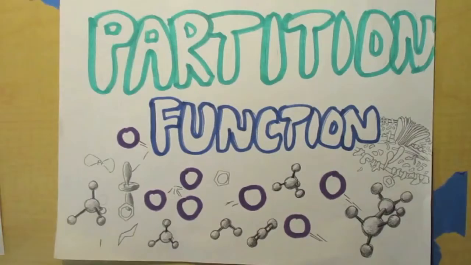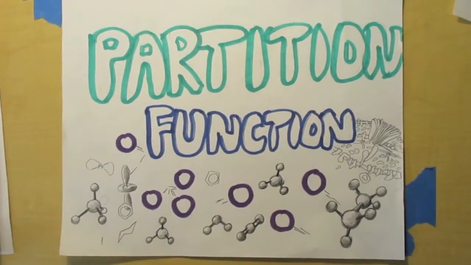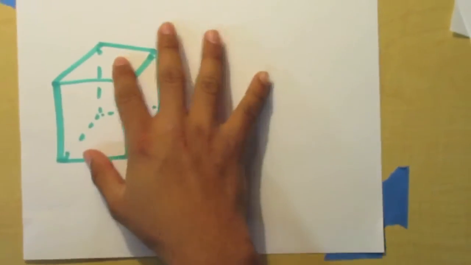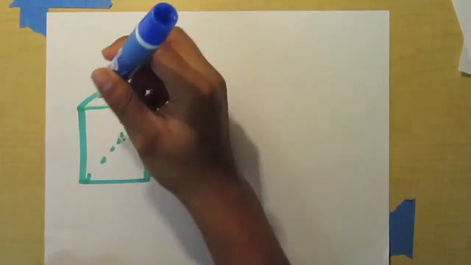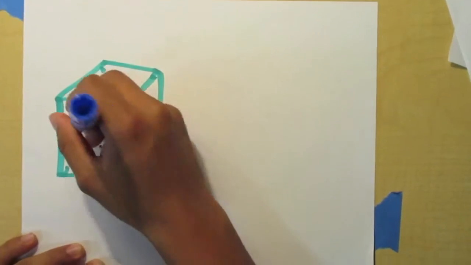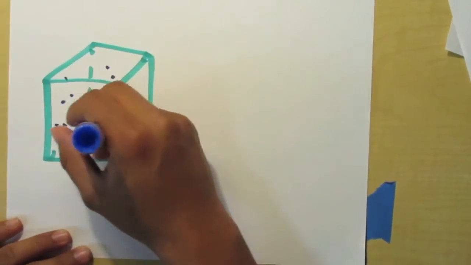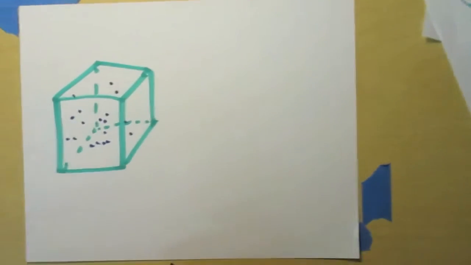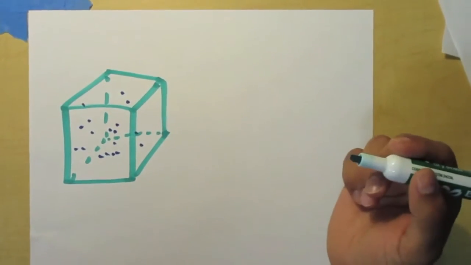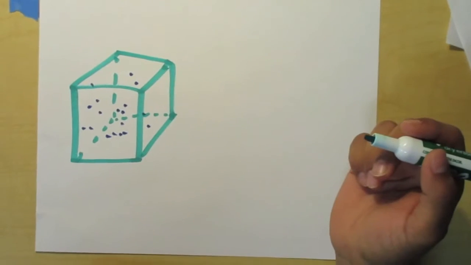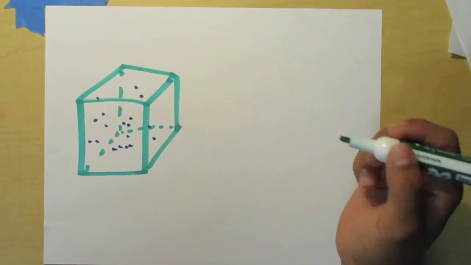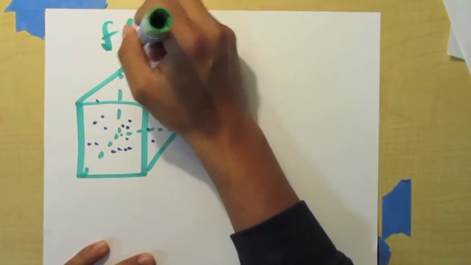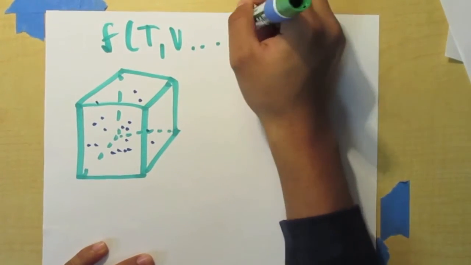Hello everyone, in this video we will be learning about partition functions in a quantum system. A partition function comes from a way of counting particles of a system when the particles are distributed over the available energy levels. For example, in statistical mechanics, the partition function describes the statistical properties of a system in thermodynamic equilibrium. It is a function of temperature and volume and other parameters.